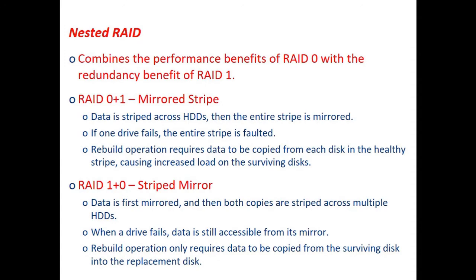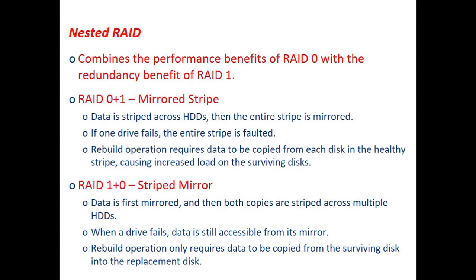Let us see what this RAID 01 is first. In RAID 01, data is striped across the hard disk drives, then the entire stripe is mirrored. So first RAID 0 is implemented and then we implement RAID 1. Hence the name RAID 01. First the data is striped, which is RAID 0, and then the entire stripe is mirrored, which is RAID 1. So you first implement RAID 0 and over that RAID 0 you implement RAID 1. Hence the name RAID 01.